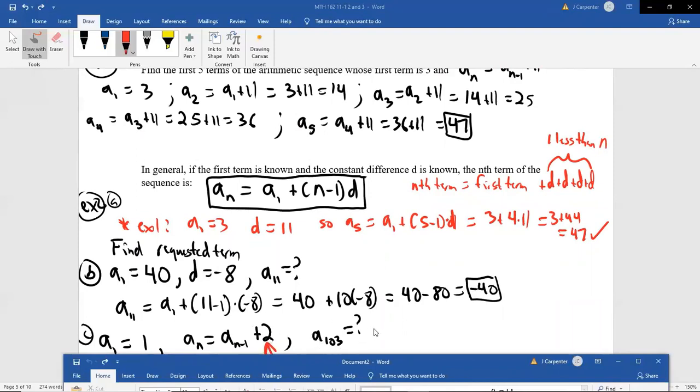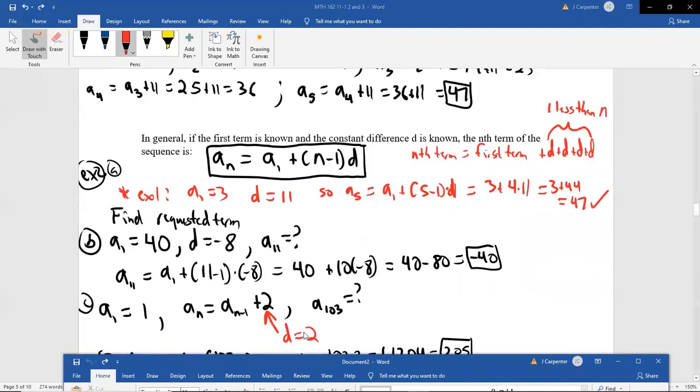I definitely don't want to have to find the 7th term and the 20th term and the 58th term and the 91st term and the 100th and 101st and 102nd term to find the 103rd term. Time consuming, pain in the butt. Let's go from first to last. So that common difference is the 2.